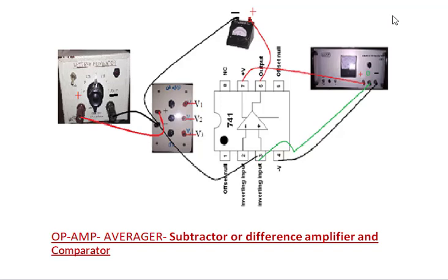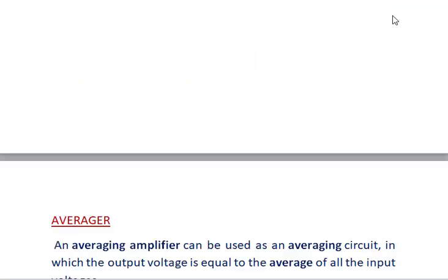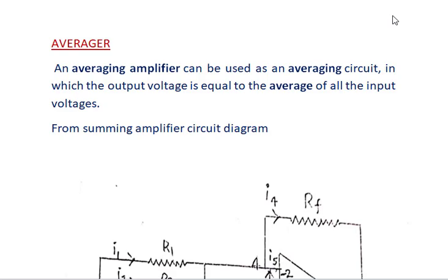Today we are going to discuss how the operational amplifier is used to construct an averager, how the operational amplifier averages the different input voltages, how it subtracts two different voltages given at the input. The subtractor is also called the difference amplifier, which gives the difference of the amplitudes of two voltages. We will also see the comparators, how they compare the input voltage with the reference voltage. So let us first see what is an averager.